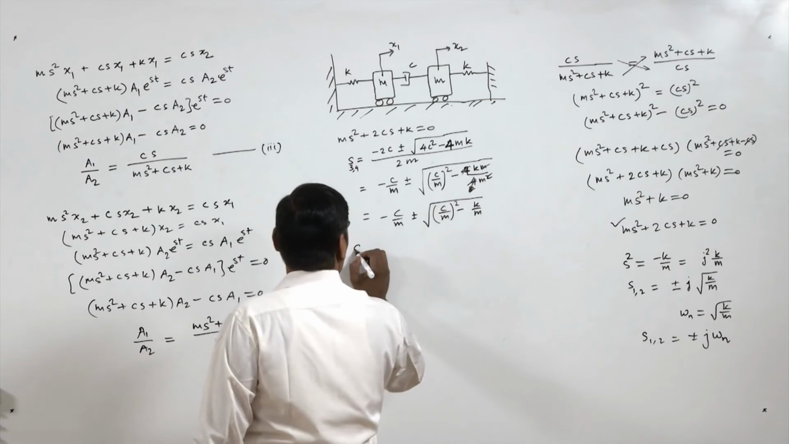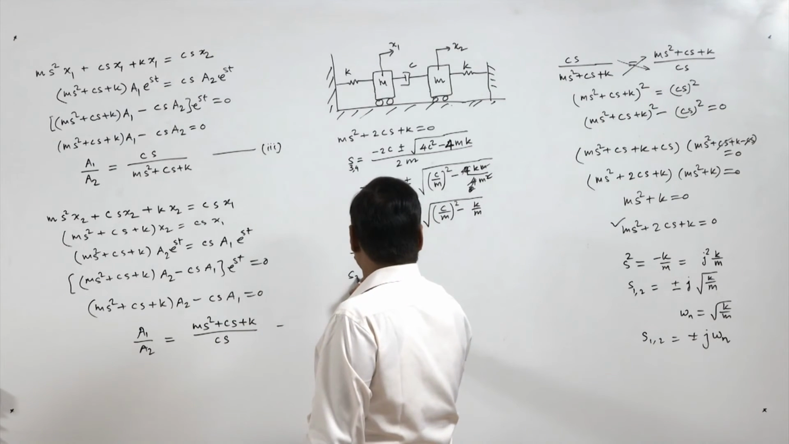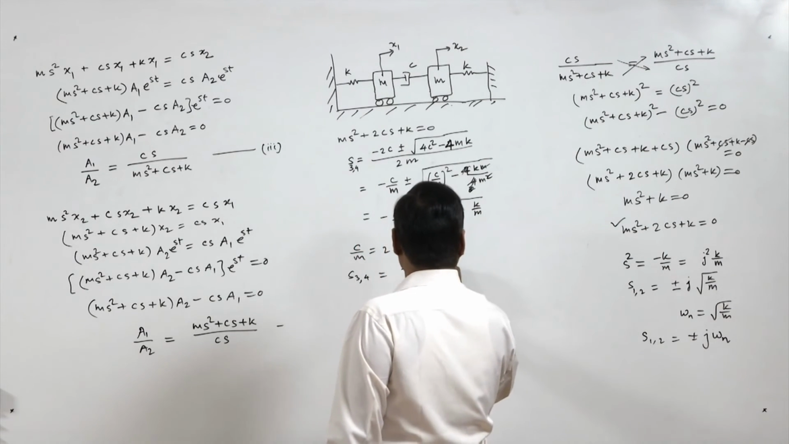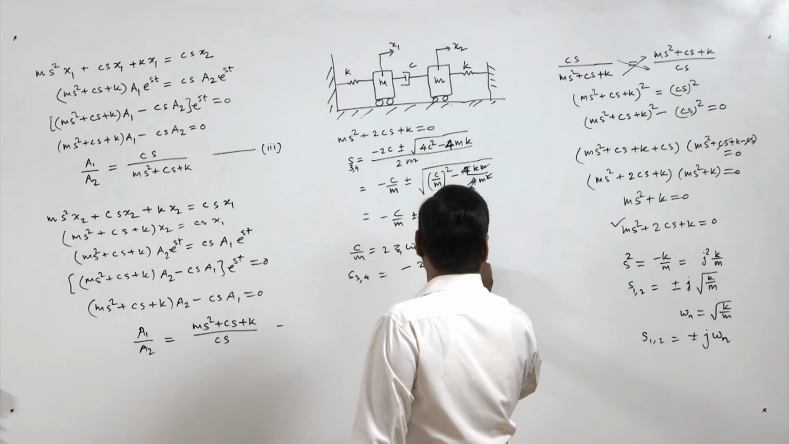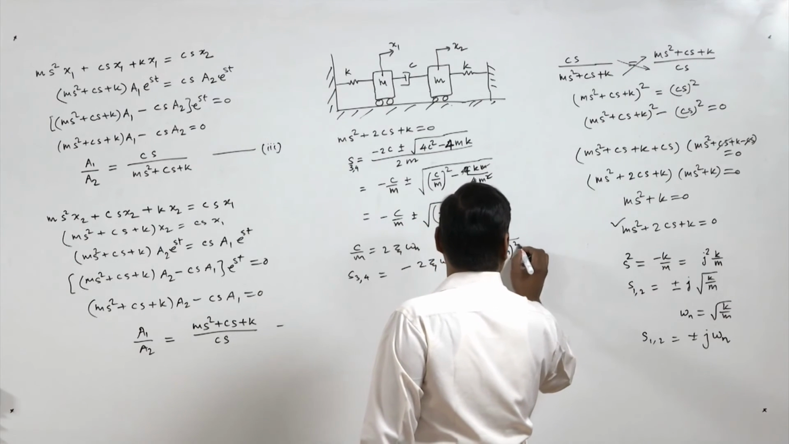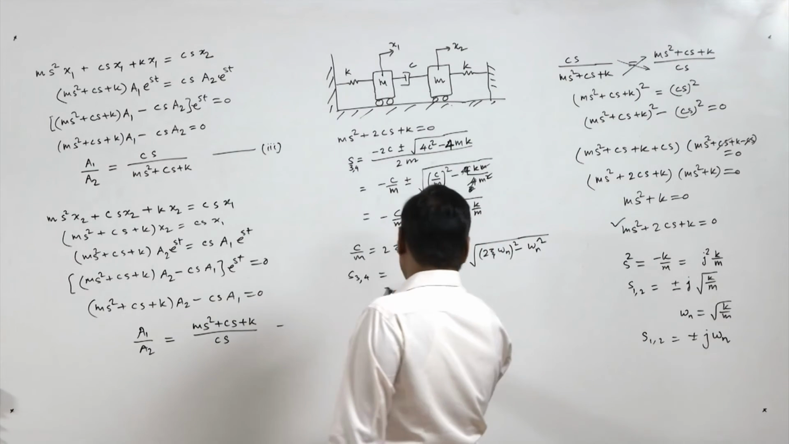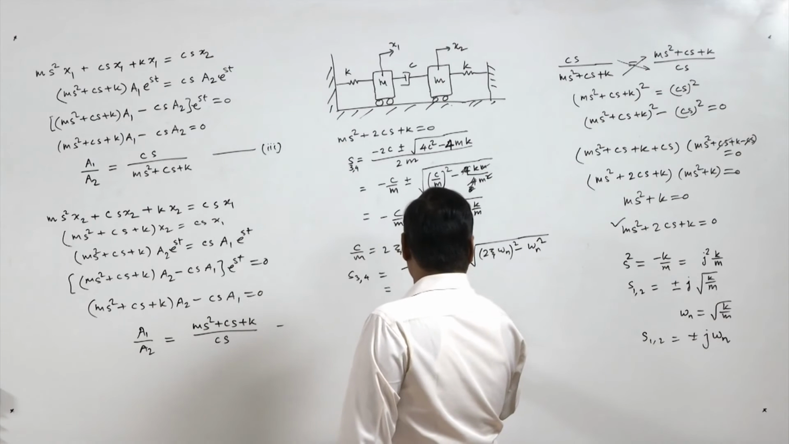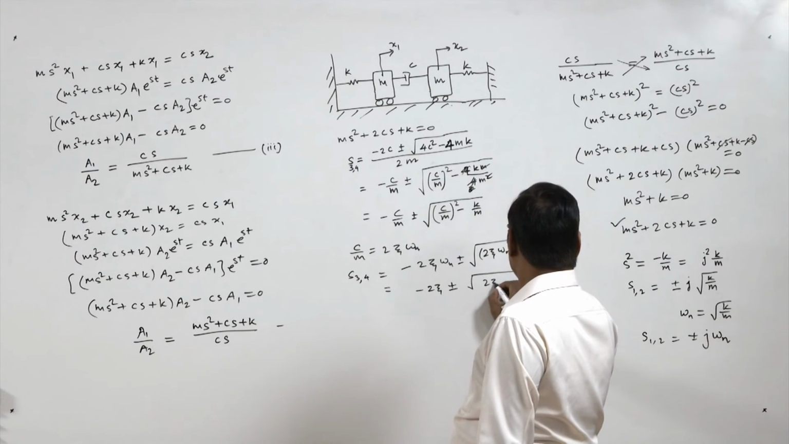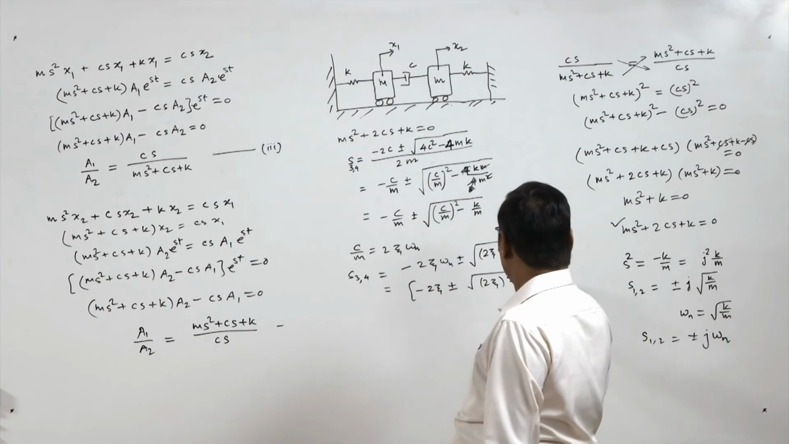Now c by m is equal to 2 zeta omega n. So we have S3,4 equal to minus 2 zeta omega n plus minus under root (2 zeta omega n) square minus, and k by m is omega n square. So we will get minus 2 zeta plus minus under root (2 zeta) whole square minus 1, times omega n.